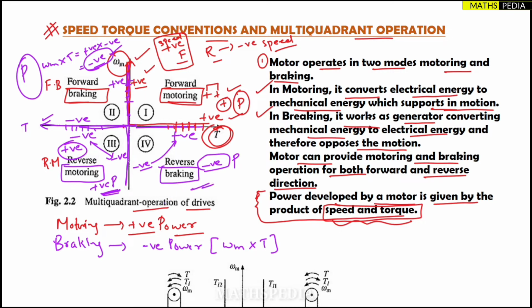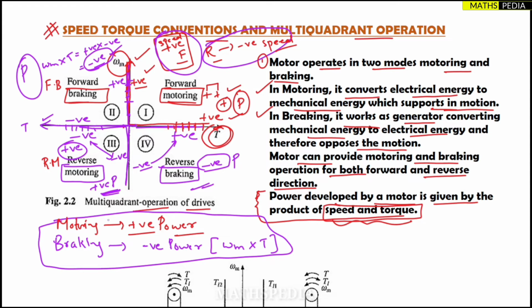So in multi-quadrant operation of drives, two things you have to remember. A motor can operate in two modes, motoring and braking. That too in forward and reverse direction it can act. Reverse and forward direction depends only on the speed, whether it is positive or negative. Motoring and braking depends upon the power, whether it is positive or negative. Power is nothing but the product of speed and torque. Just remember this thing.